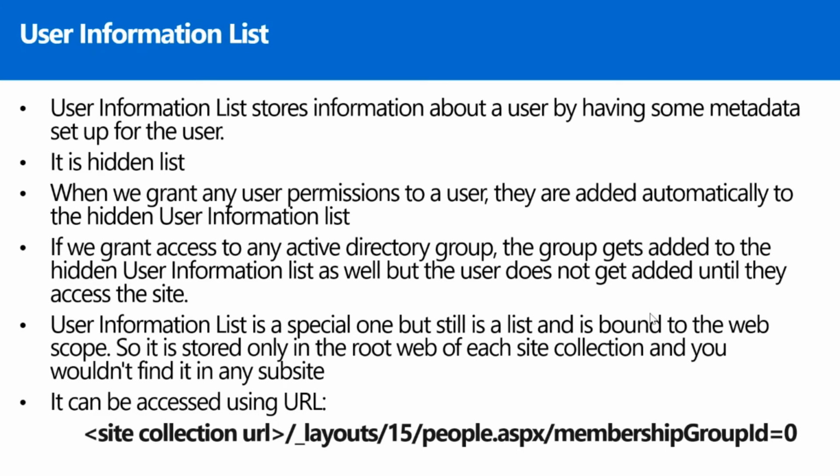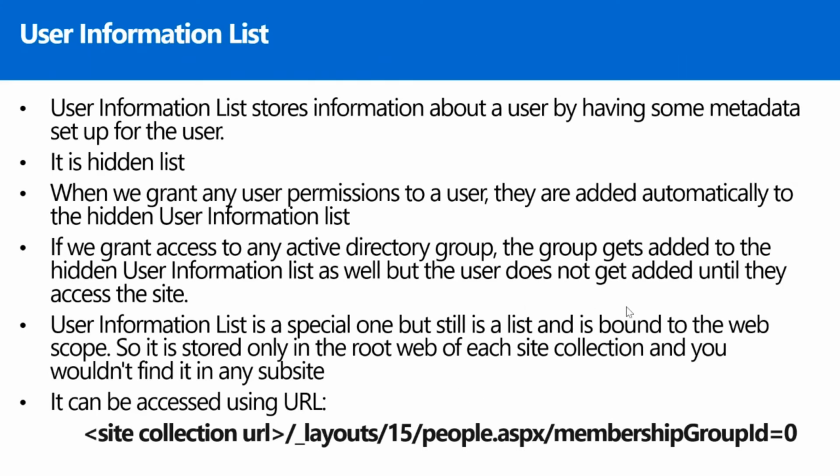We spoke about it, right, when we were looking at check permissions. This is the reason, because unless the user who is added via the security group, not directly, accesses the site, their entry will not be added to the user information list, and hence check permission cannot resolve the user. The user information list is also used at times by the people picker as well.